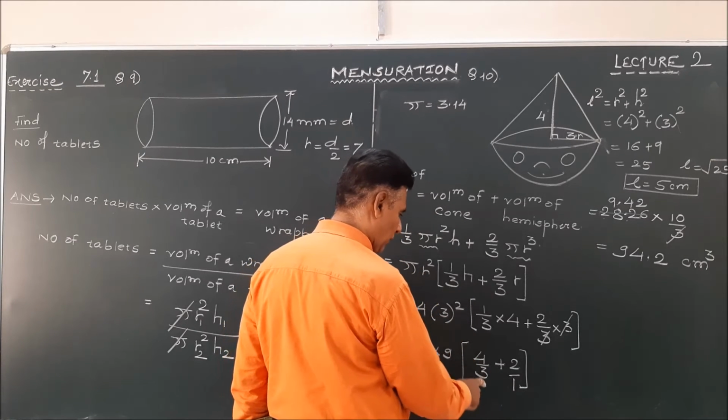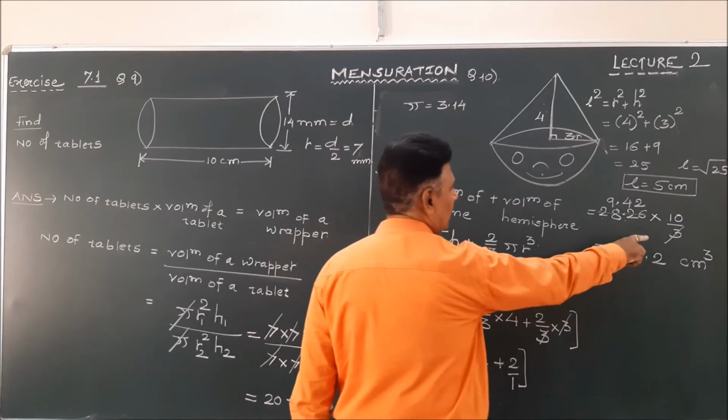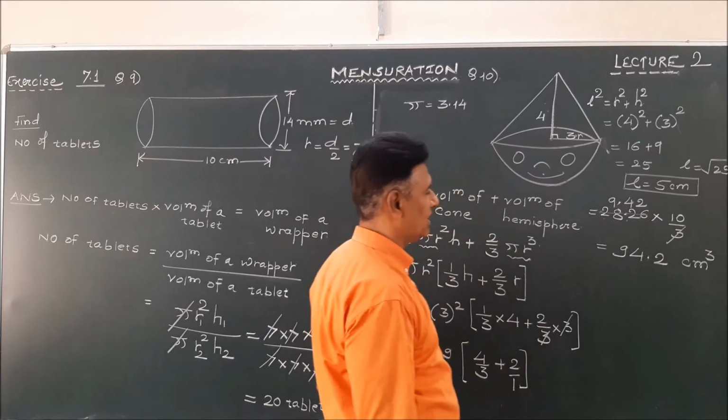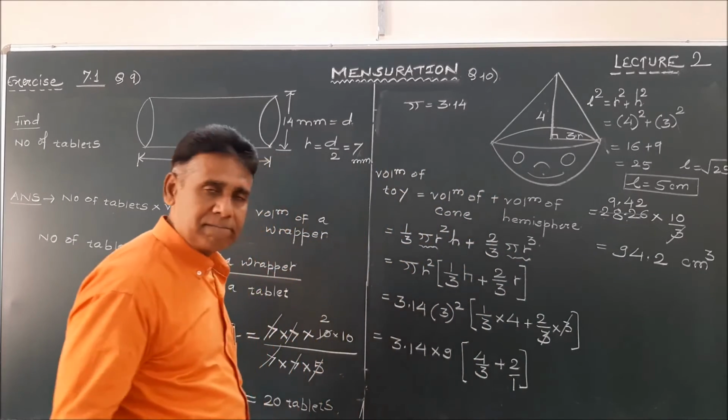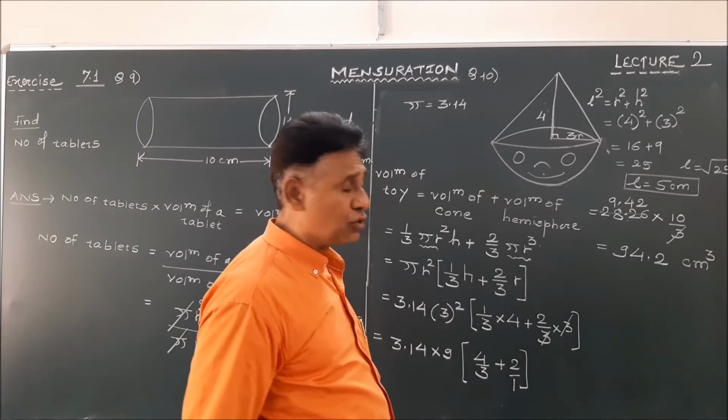4 ones are 4, plus 3 twos are 6, 6 plus 4 is 10, 10 upon 3. The sum of all of this is 18, divisible by 3. So that gives us 94.2.